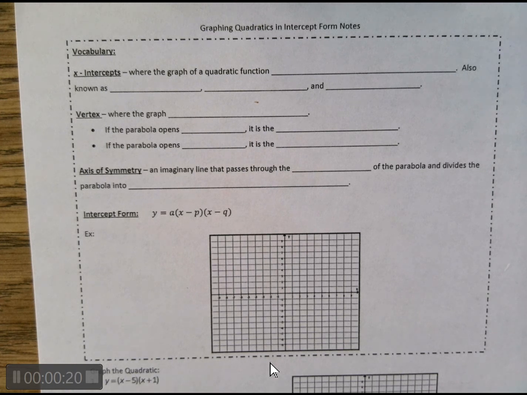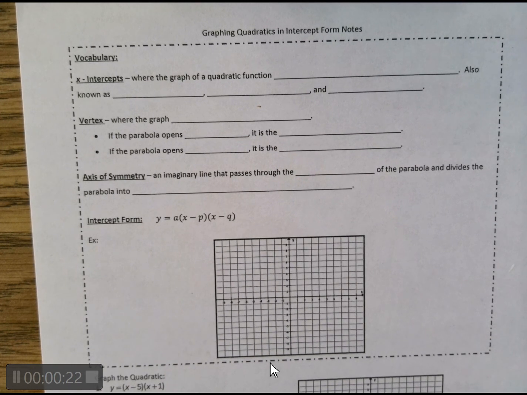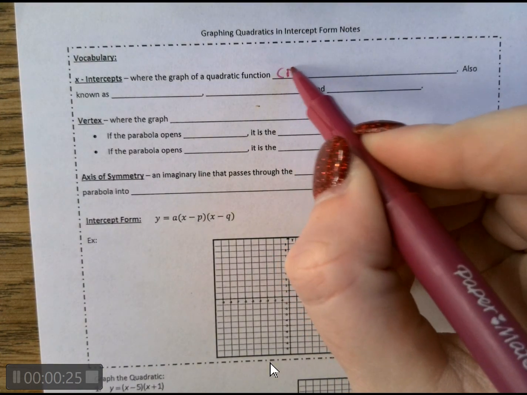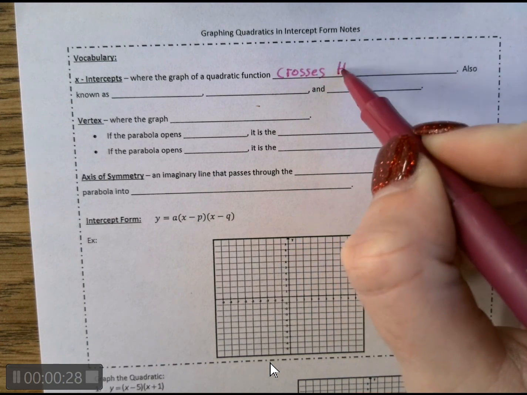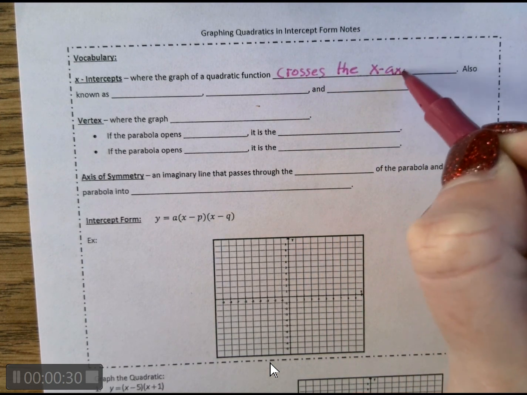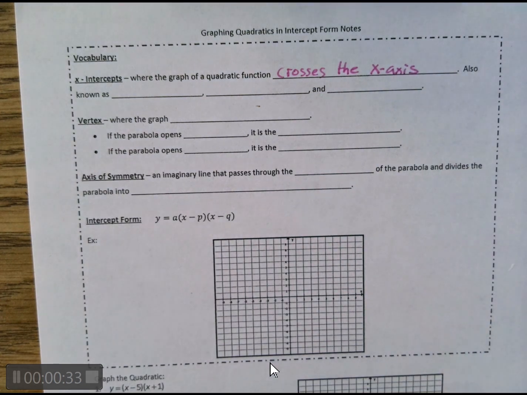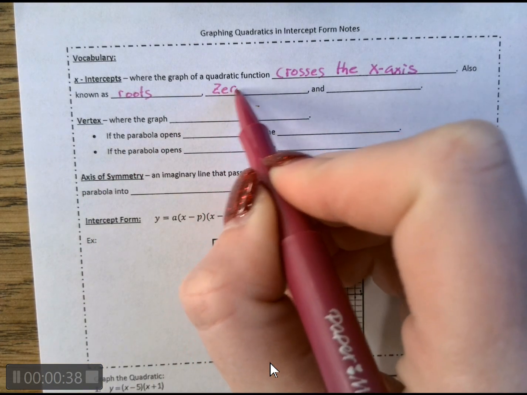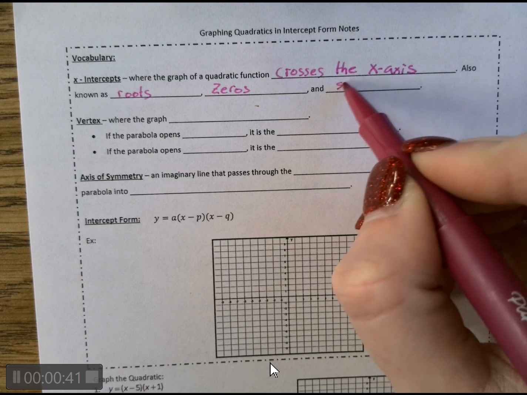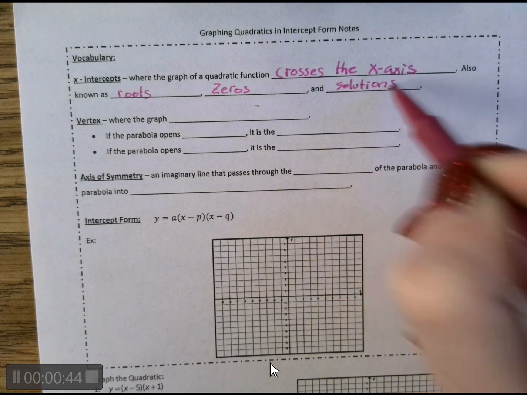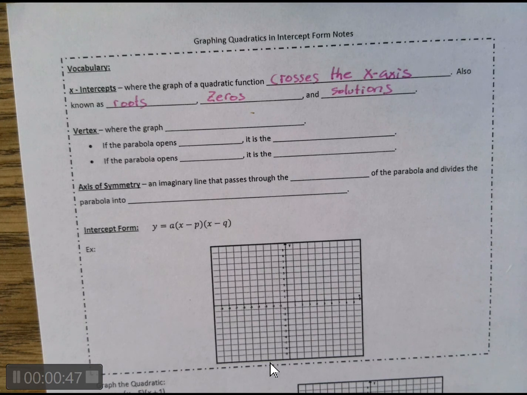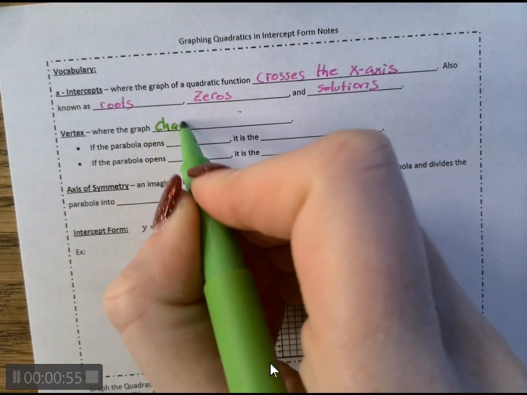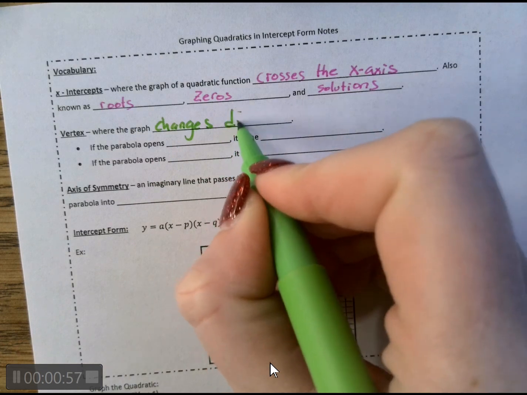X-intercepts. Well, we should all know what these are, but just in case, this is where the graph of a quadratic function crosses the x-axis, and it's also known as roots, zeros, and solutions. The vertex, which we've talked about, is where the graph changes direction.